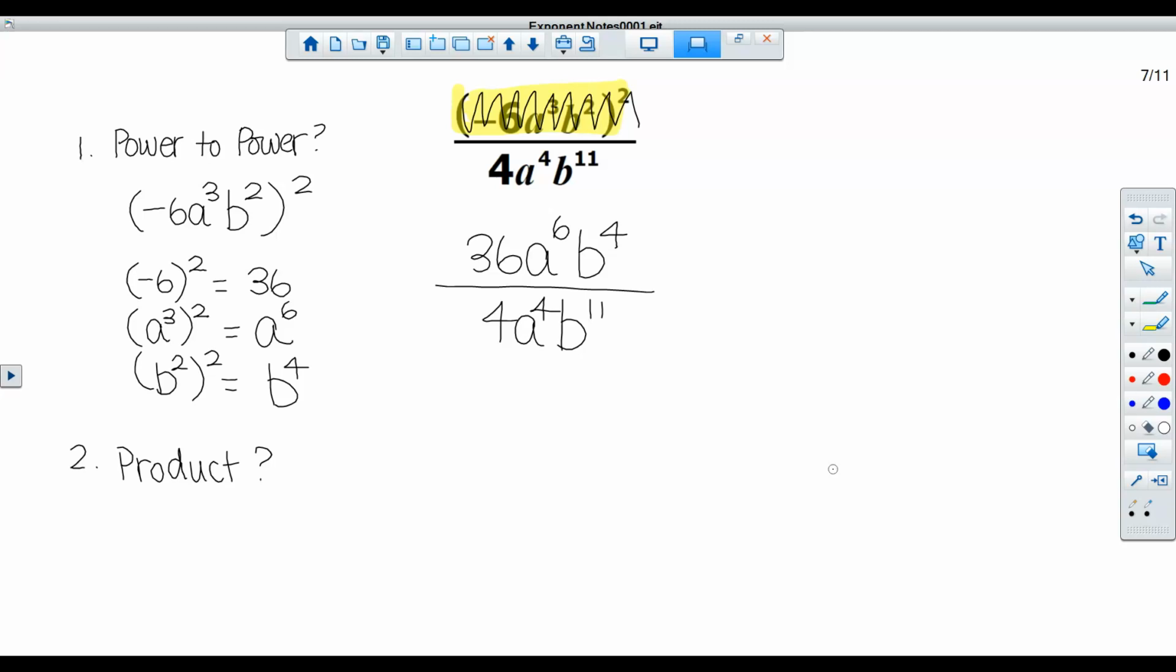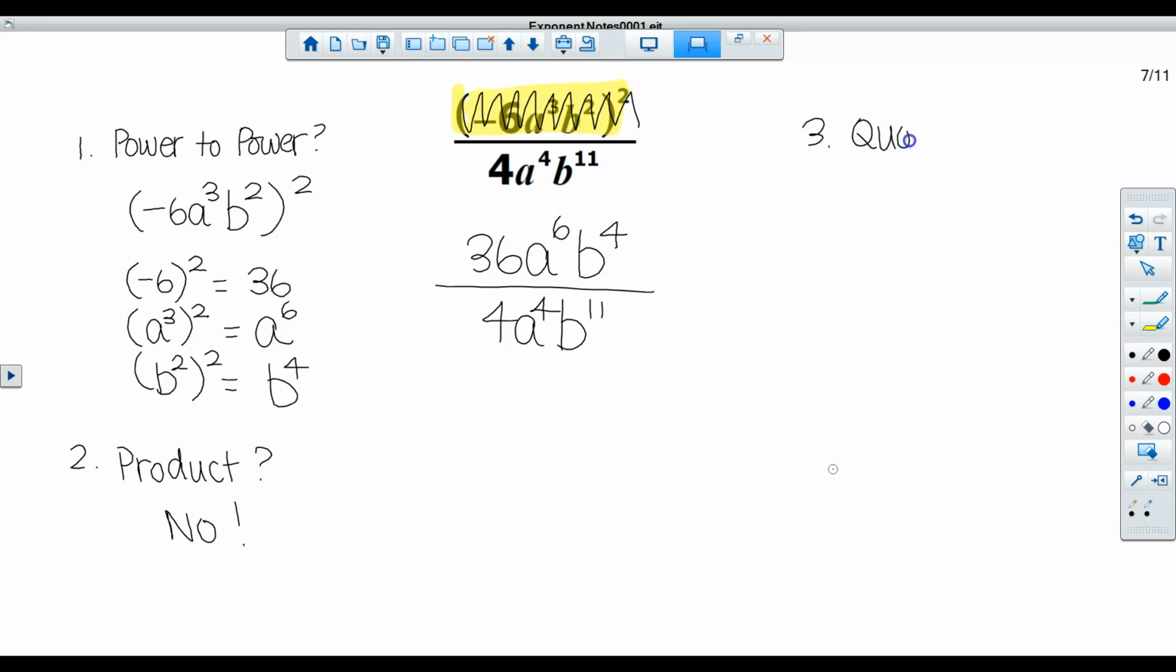Do I see two sets of parentheses being multiplied together? Well, I don't know about you, but I don't see that in this problem. So this is a no. I don't need to do the product rule. It's not there. So then I move to that third step.